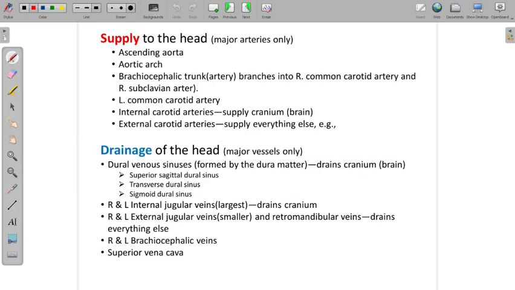So forget about the bottom half of the slide for the time being. That's dealing with drainage. We're dealing with supply first. We'll do the arteries, and then we'll come back later when we're done with the arteries, and we'll drain the blood out of the head through the veins. So this is just a basic supply or route that we've kind of gone over. The ascending aorta, the arch. Then we have the brachiocephalic, right subclavian, left common carotid, internal and external carotid. So we'll go through all that.